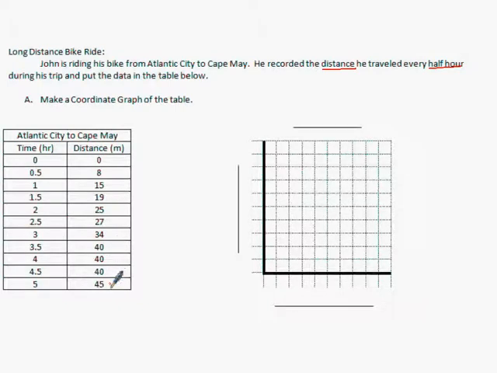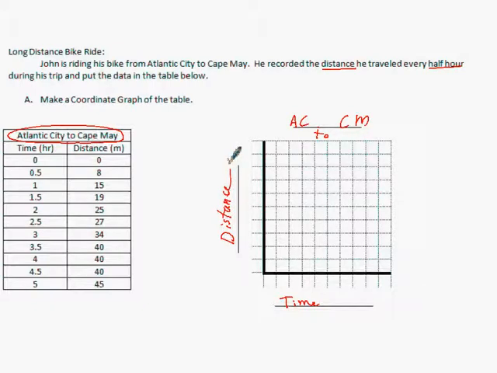Alright, first part about the coordinate graph is the title. Let's steal the title from the table. So Atlantic City to Cape May. It's not letting me write it, but Atlantic City to Cape May. And on the bottom is always time. So on the side is distance.